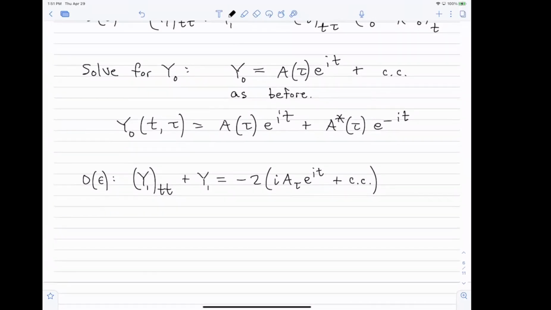What? When you differentiate, doesn't the minus sign go in front, so then you have minus complex conjugate?